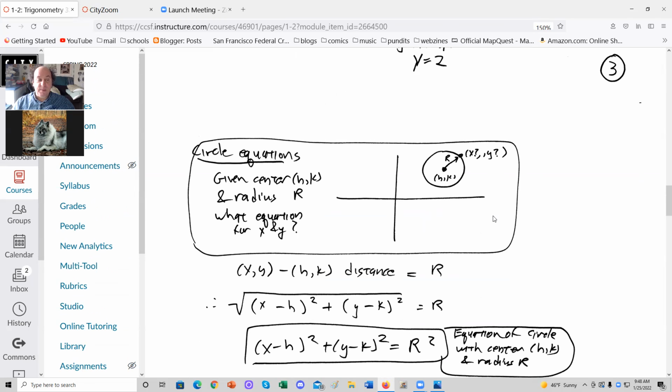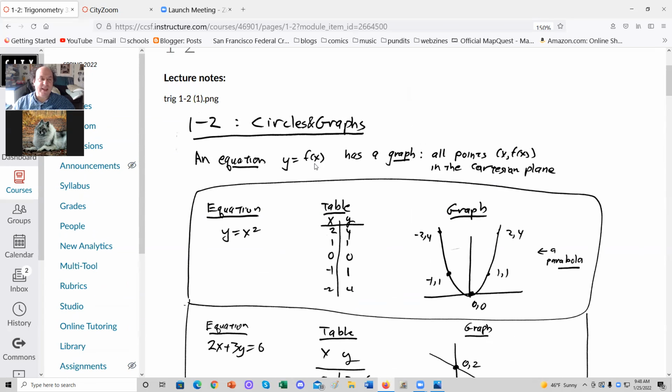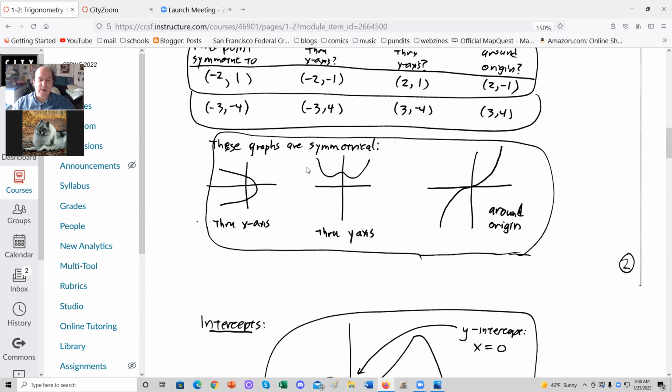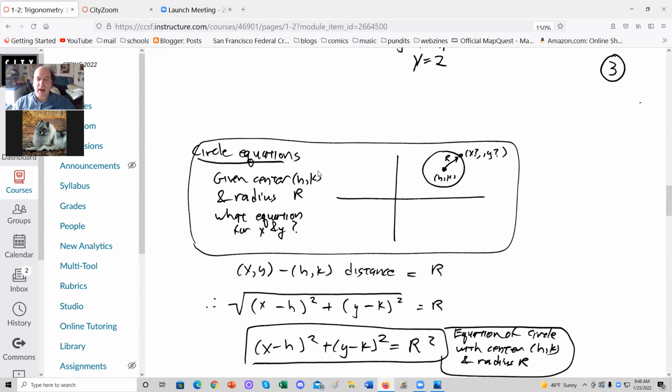Now, up here, I talked about y equals f of x. That's a function graph. It has some specific shapes. It will not, for example, generally be symmetrical to the x-axis because there would be 2 different values of y. And here we'll have an equation for a circle. These also will not in general be function graphs, but they will be graphs of equations.